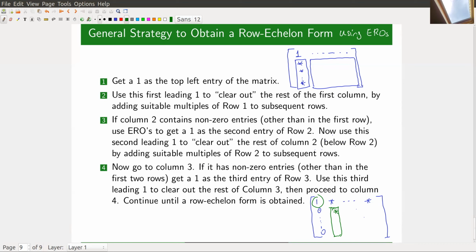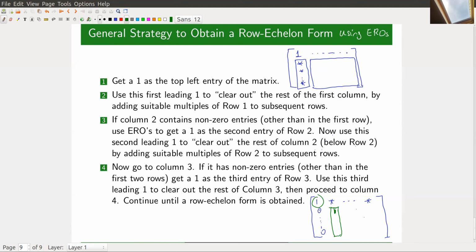Okay, if column 2 happens to be already full of zeros, apart from possibly the first entry, then move on to column 3. That would not be the typical thing, but if that does happen, just move on to column 3. It means that column 2 is not going to contain a leading 1. So your goal when you've moved on to column 2 is much the same as what it was in step 1. You want to get a 1 here in the 2-2 position, the second entry of row 2.